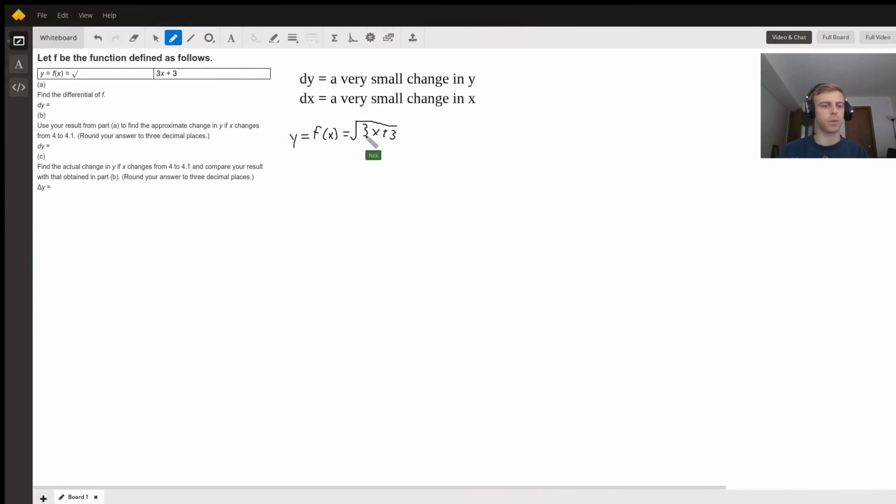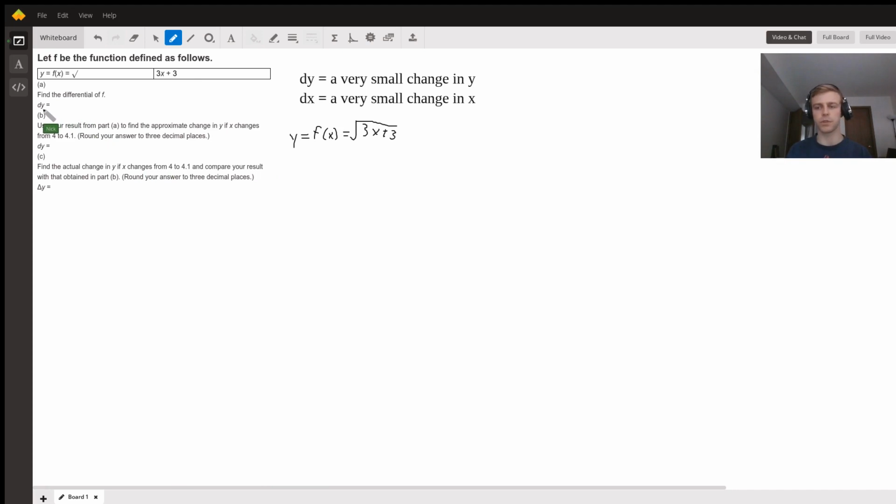So we have a problem here where we're trying to find the differential value of f, and we can see that we have a function y equals f of x equals, and I think this is supposed to be a square root symbol of 3x plus 3, so I believe the function is this. I'm not totally certain. I think the formatting might be a little bit odd here, but that's what I'm going to go with. So first it says find the differential of f.